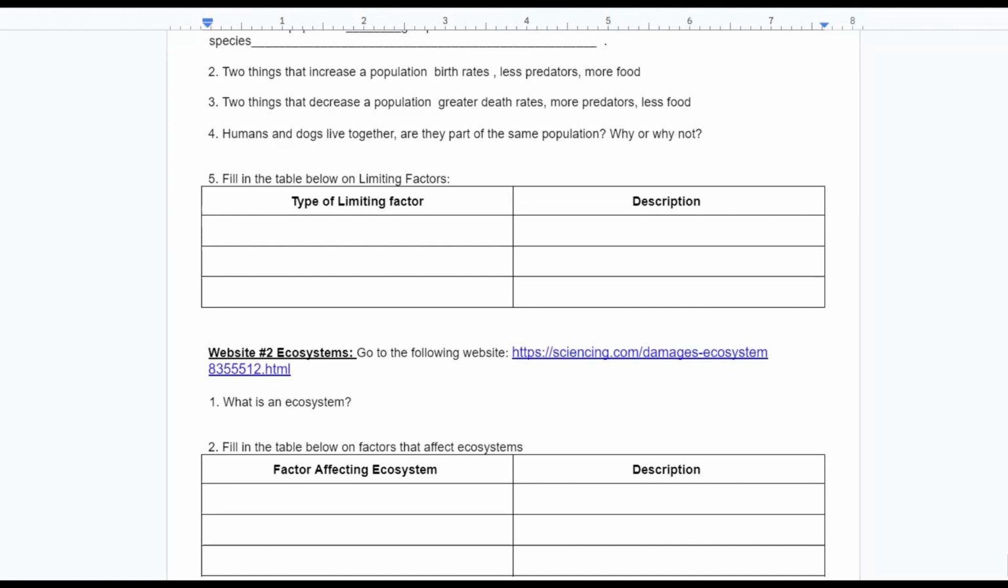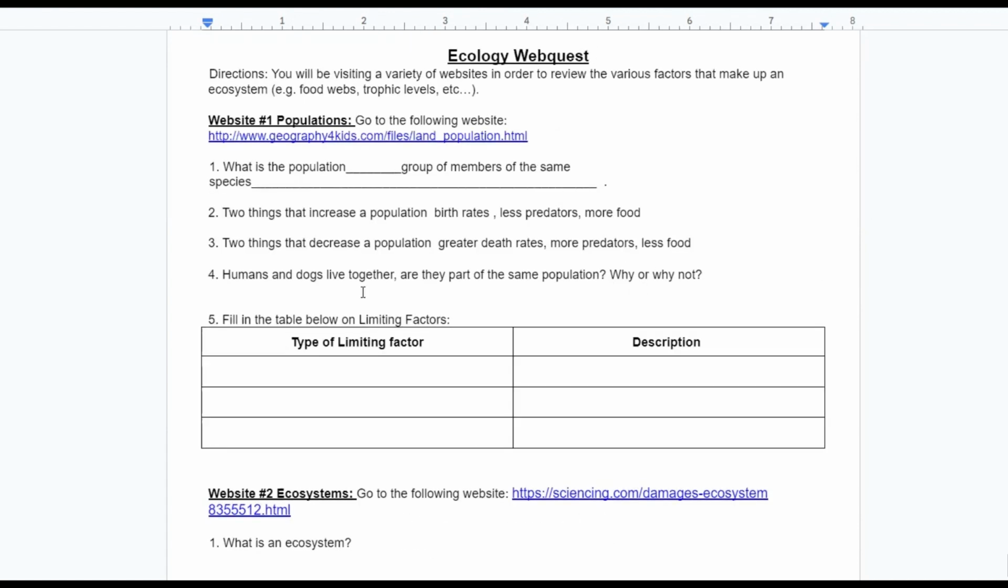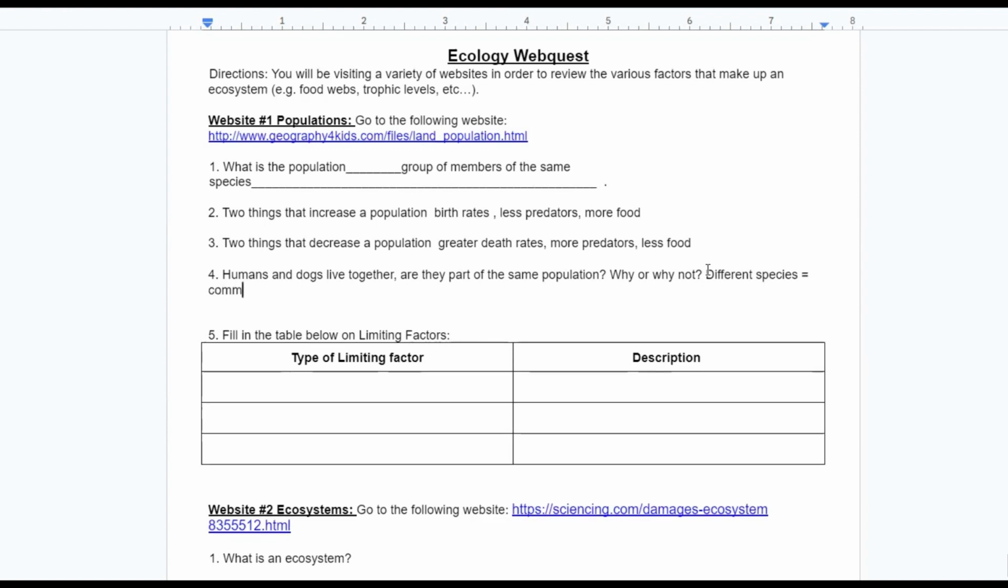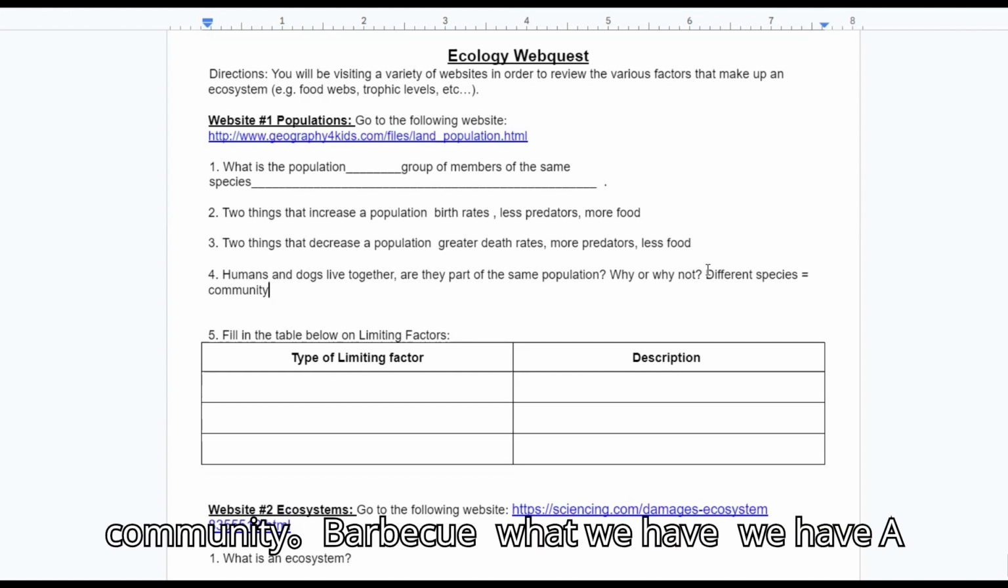All right, so we've got to do that. Humans and dogs live together as part of the same population. Why are they not? Okay, they're different species. That equals a community, not a population.